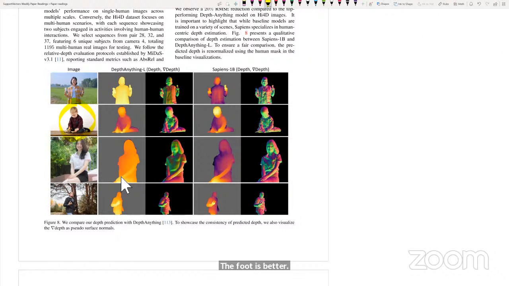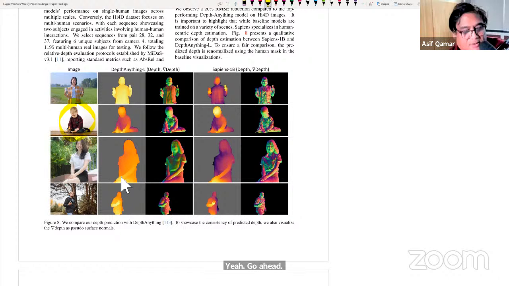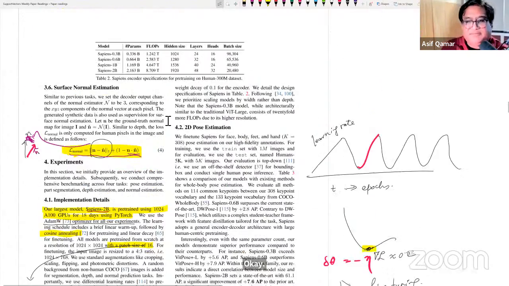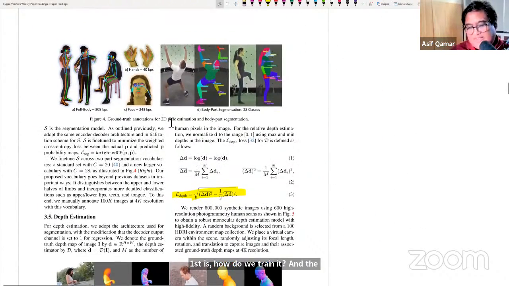How was that achieved, though? I still don't get how they figured out the depth. Oh, okay. So we'll come to that. See, there are two things. First is how do we train it? And the depth, see, ultimately, it's all a magic of the loss function. So let's go over that a little bit.